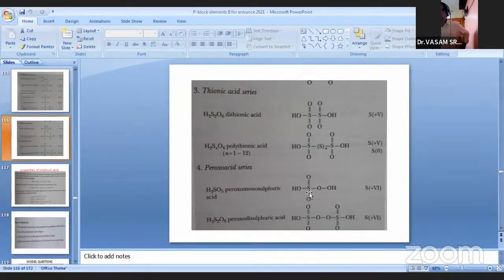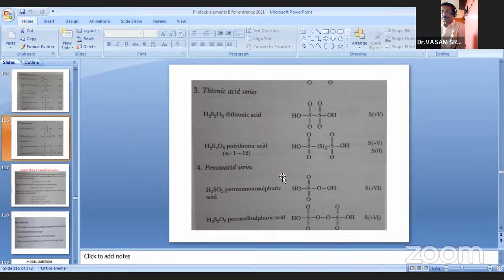The first contains an O-O bond, and the second also contains a peroxy bond, O-O bond, and both are dibasic acids. The first contains 2 S=O groups, and the second has 4 S=O groups present. So this is the information about oxy acids of sulfur, including structural information. Out of the 10 oxy acids, the last two are important, pyrosulfuric acid is important, and sulfuric acid is important. These 4 acids are very, very important for competitive examinations.